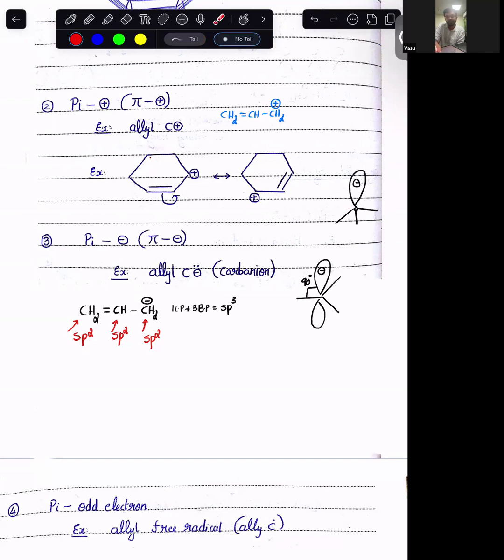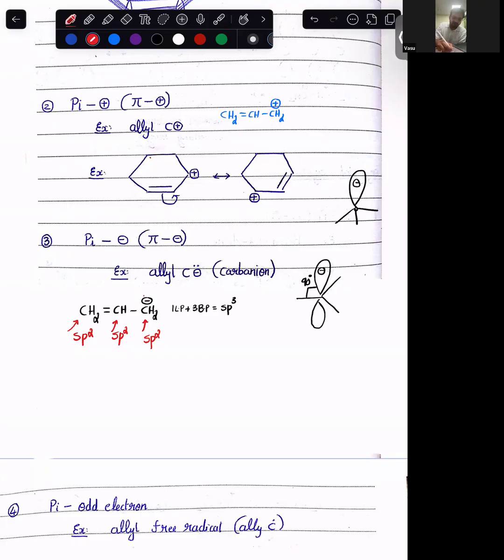Hence, we prefer to take the lone pair in the hybrid orbitals so that the angle between lone pair and bond pair increases. But here we are preferring to make it sp2 and keep the lone pair in the pure orbital. The reason being, whenever you place the lone pair in a pure orbital, then you can have resonance.